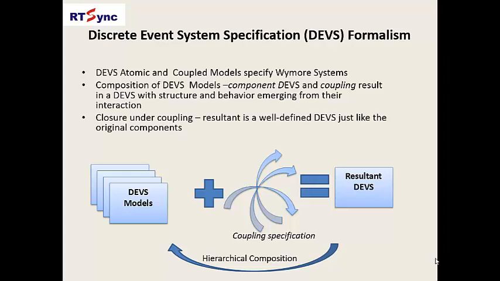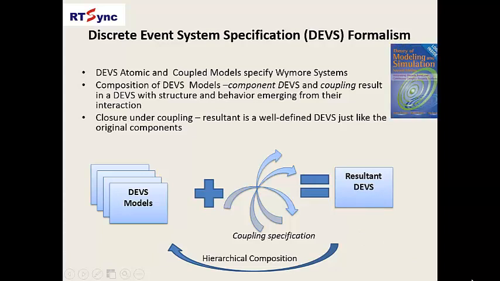If there's closure under coupling, which is shown to be true under wide conditions, then the system that results from this coupling of the components is also a well-defined DEVS. Not just a system, but a DEVS. It has the same properties as a discrete event system specification, as performed in creating atomic models, for example. And this supports hierarchical composition, in which the resultant DEVS can be used as a component with other components to create yet bigger, higher level systems.